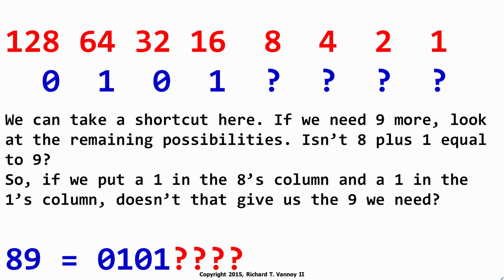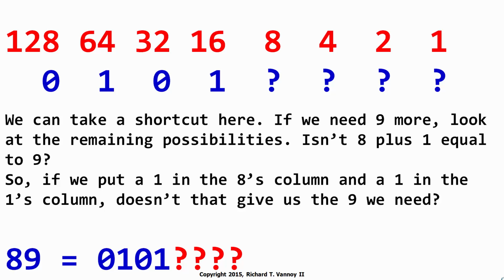Now, we can take a shortcut here. Watch this. We know we have 9 left. Look at the numbers that are left, 8, 4, 2, 1. How can I come up with a 9 with those numbers? What's going to give us the 9 that we need? Well, what about 8 plus 1? What if we add an 8 to our number and a 1 to our number? Doesn't that give us the 9 we're looking for?